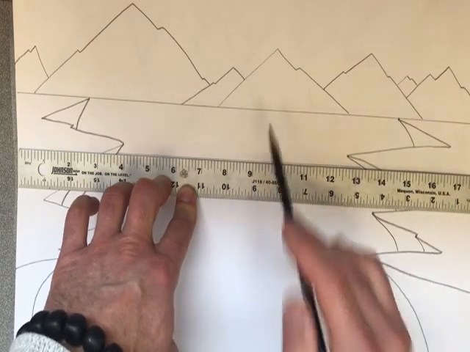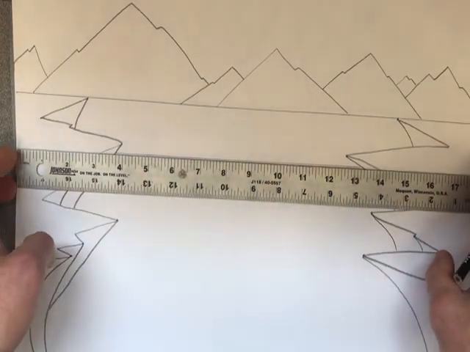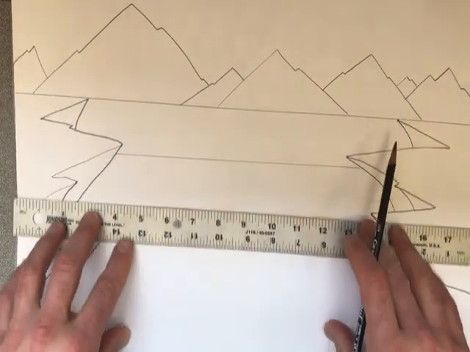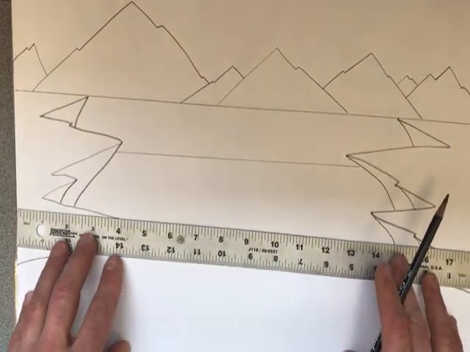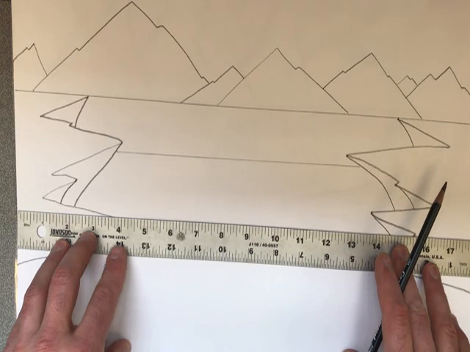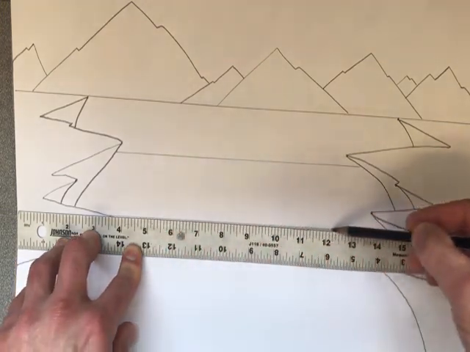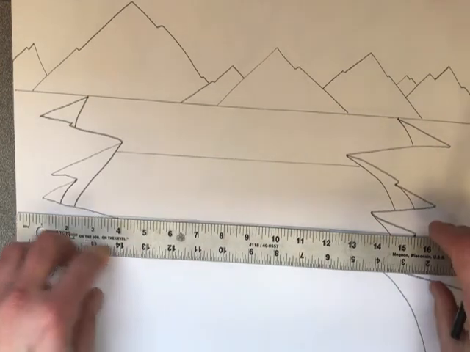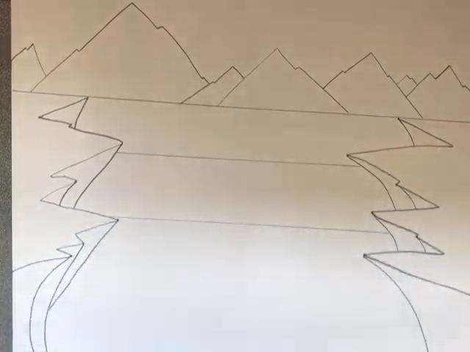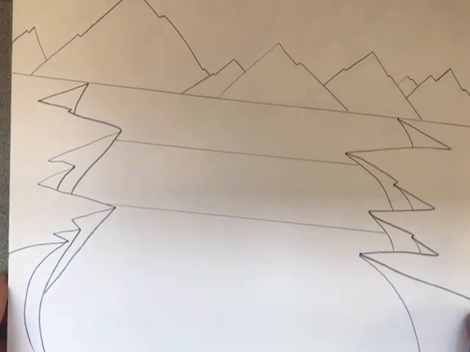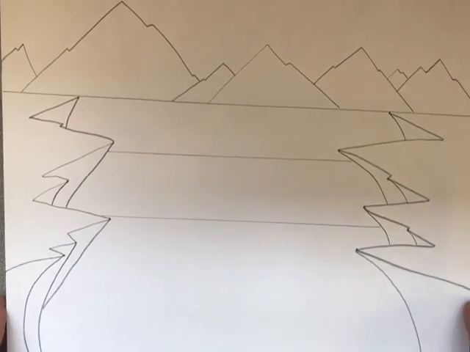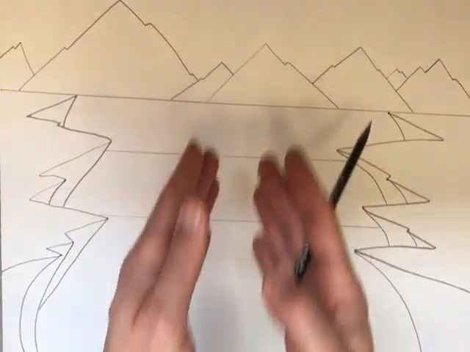This is my true horizon line. I'm going to draw a line there, and then I'm going to move down a little bit further and draw another line. Just like that. Okay, now, since this is my middle ground, I think I would like to put a road going through the center.